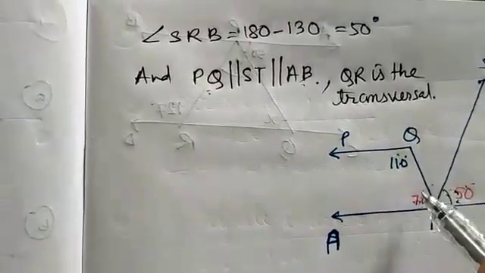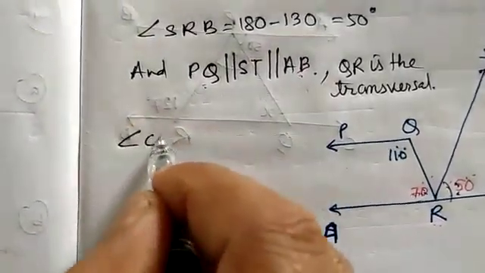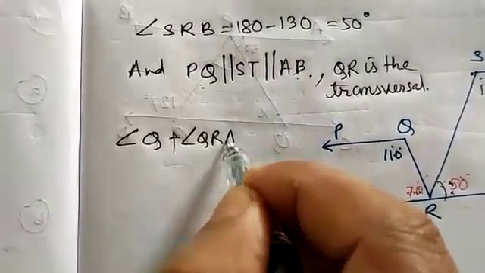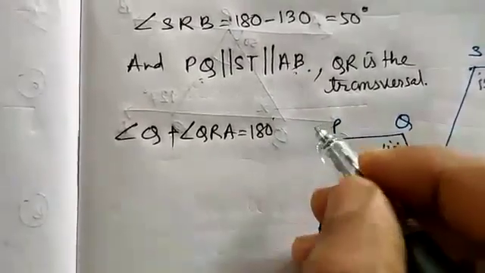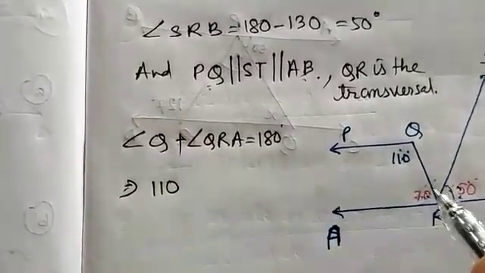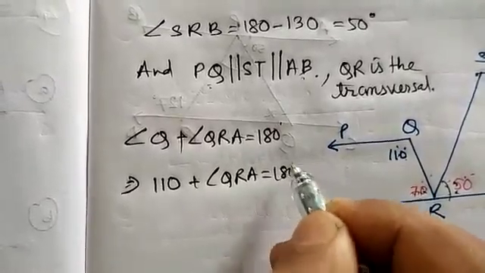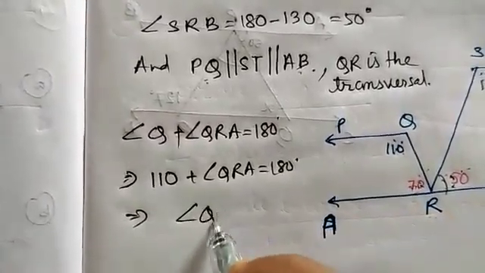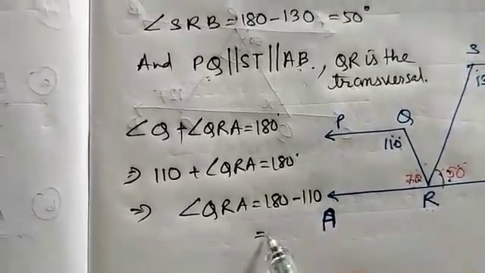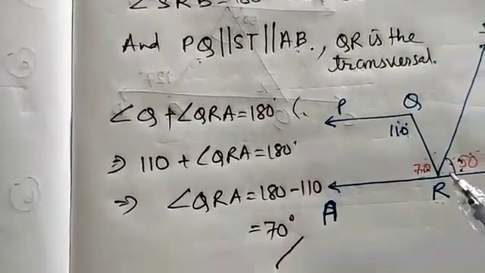So these two angles are again co-interior angles, they are on the same side. This side you can see. So angle Q plus angle QRA equals 180 degrees, co-interior angles. And the value of angle Q is 110 degrees. Angle QRA equals 180 minus 110, that equals 70 degrees. You write it here, co-interior angle. So I got these two values.